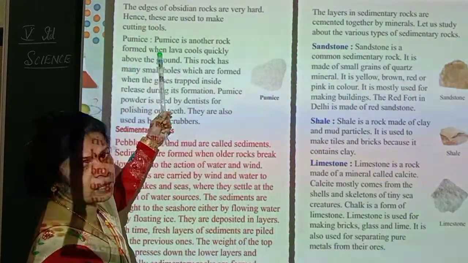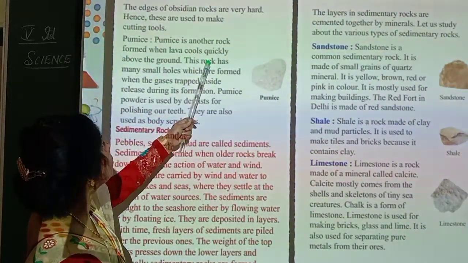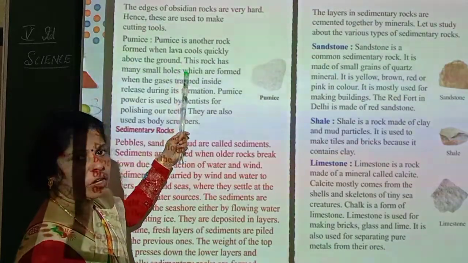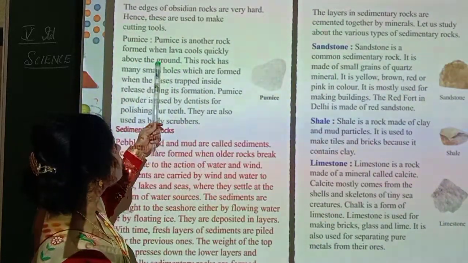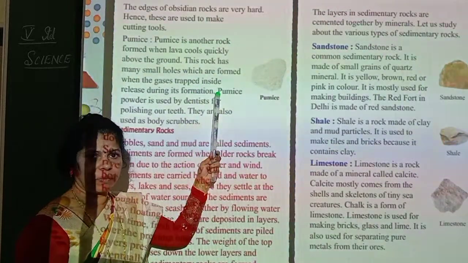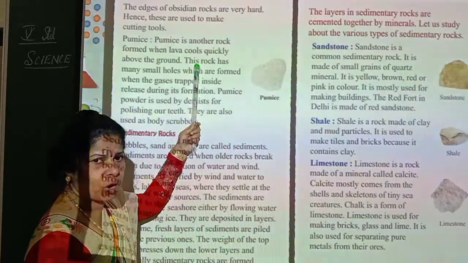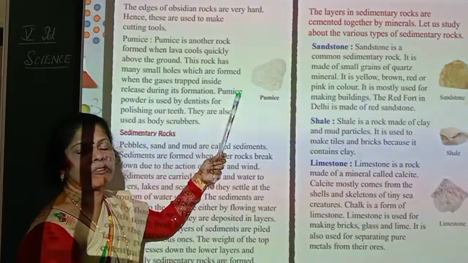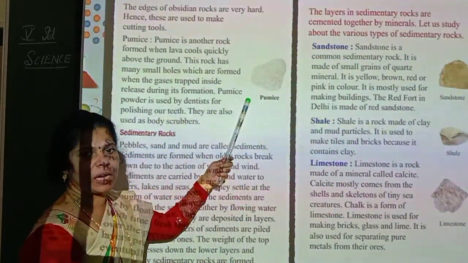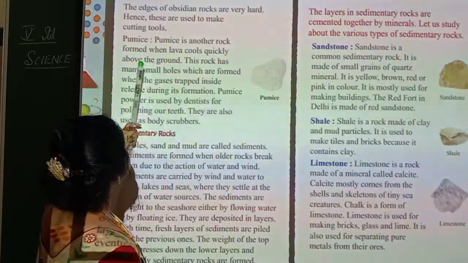Now coming to pumice. Pumice is another rock formed when lava cools quickly above the ground. Same as obsidian, what happens? When lava comes out, quickly it starts cooling down. When it cools down, then this pumice is formed. Pumice is also a type of rock. You would have heard of soapstone. Normally in houses, they use this soapstone. See this one, that is only pumice.